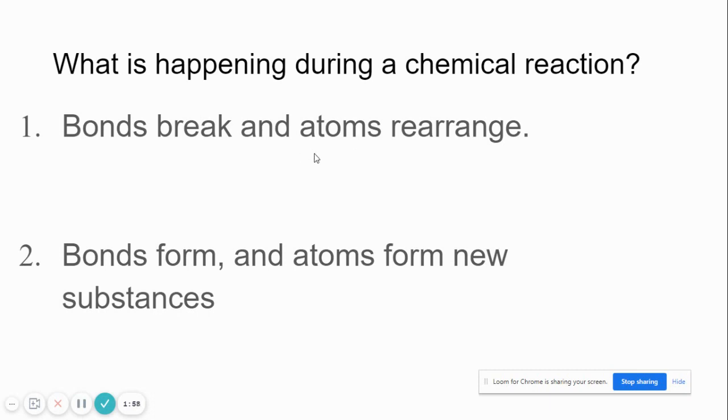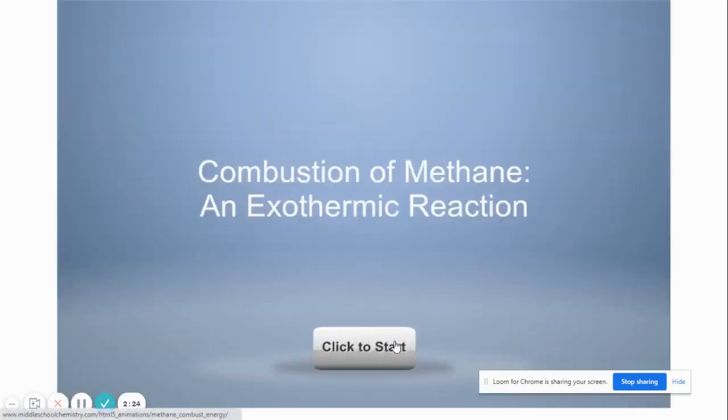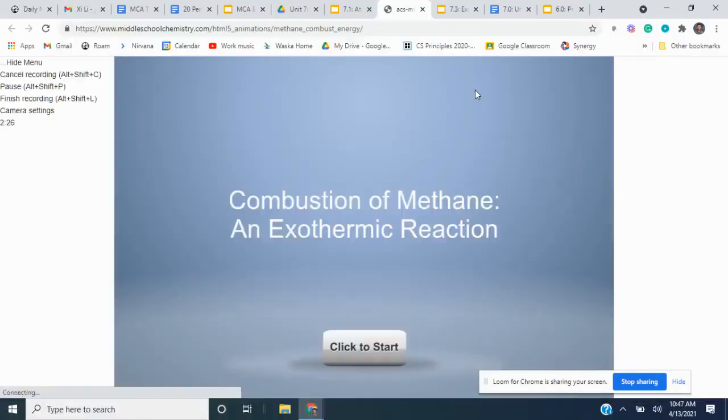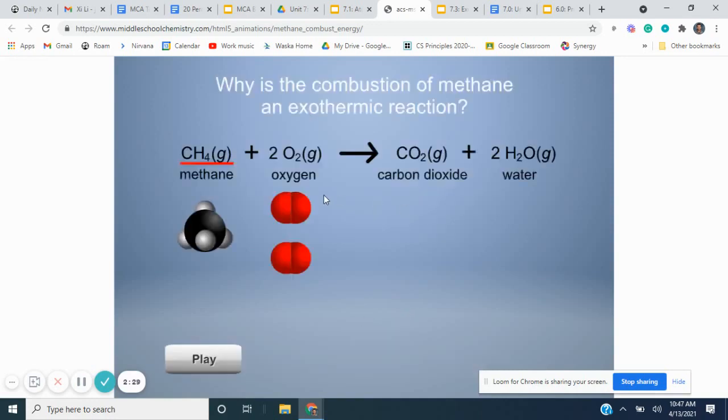So what's actually happening during a chemical reaction? In a chemical reaction, the original bonds are breaking. These atoms are rearranging themselves. In the first example that we had, our CH4, all of those bonds that were connecting the carbons and the hydrogens broke, and the atoms rearrange to form new compounds on the other side. And so once they rearrange, new bonds form, and the atoms form new substances, these new compounds together. So that is what's happening during a chemical reaction. We're going to look at an example of this right now.